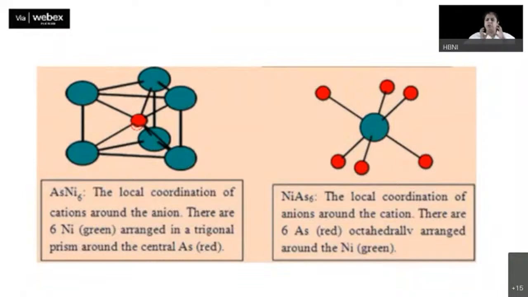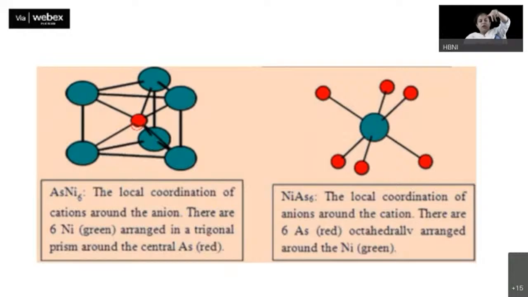Trigonal prism has also got six corners, and octahedra has also got six corners. If you try to imagine in terms of triangles, when it is octahedra, suppose this is, I hope I'm able to show you, 1, 2, 3. These are three corners of a triangle.